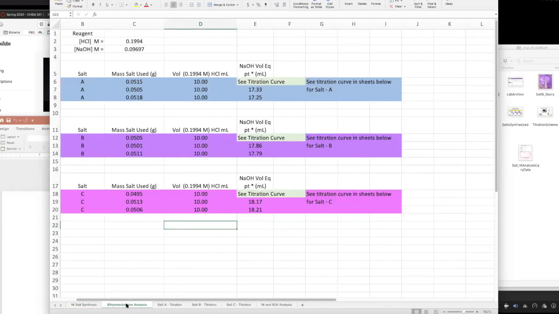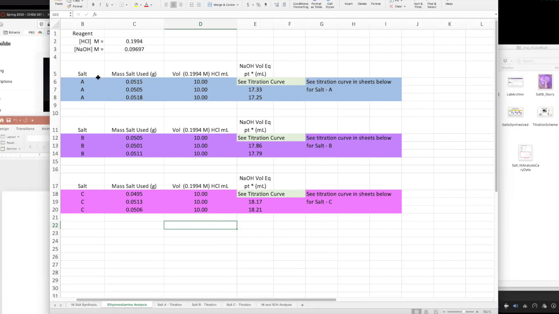For the ethylene diamine part, here are the different salts: salt A, salt B, salt C. If you look closely, you will see that the concentration of your hydrochloric acid is up here, 0.1994. Originally, the direction calls for 0.20 molar, but we can't exactly get 0.20 molar. We actually got 0.1994. The sodium hydroxide called for 0.1 molar, but we couldn't get exactly 0.1 molar, so we got 0.09697 molar. These are in molar.